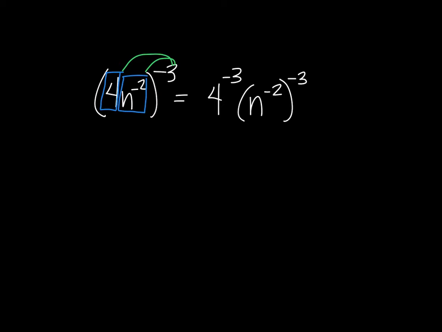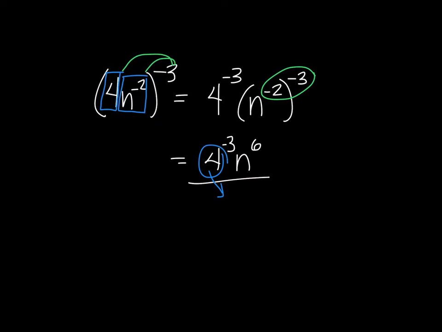Okay, then I keep on doing my rules. For instance, an exponent raised to another exponent, you multiply them. So we get n to the negative 2 times negative 3, which is a positive 6. And then we still have 4 to the negative 3. Now I can't actually do 4 to the third there because I have a negative exponent. So I need to take this and move it to the bottom.